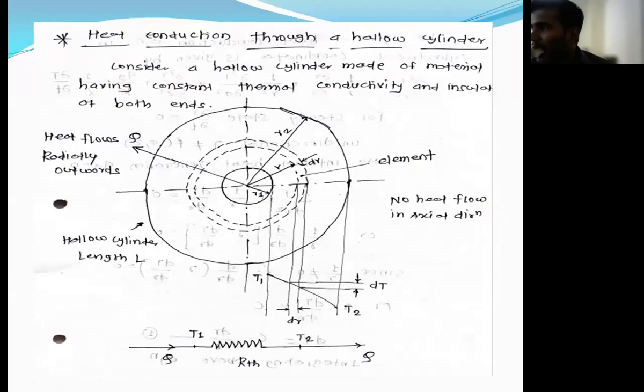For deriving this equation we use the general heat conduction equation in cylindrical coordinate system, and by using that equation we have to find out how much heat will be transferred through the hollow cylinder. We have to consider one hollow cylinder made of material having constant thermal conductivity and insulation at both ends. Okay, all of you write down, give a new heading: heat conduction through a hollow cylinder.